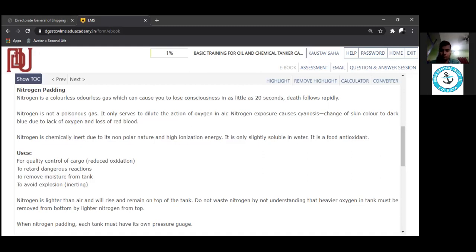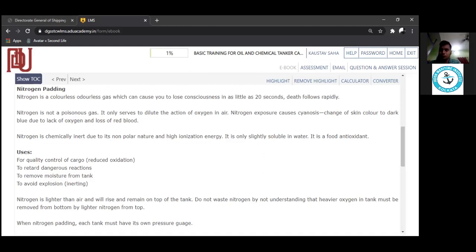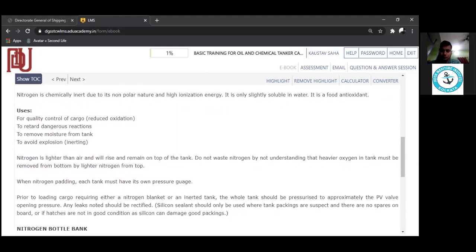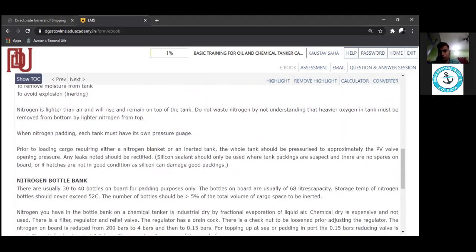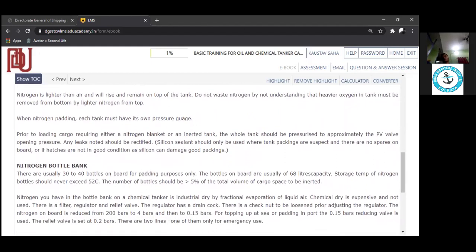When nitrogen padding, each tank must have its own pressure gauge. Of course, all ships nowadays have their own pressure gauge. And prior to loading cargo requiring either a nitrogen blanket or an inerted tank, the whole tank should be pressurized to approximately the PV valve opening pressure. Generally we have to maintain at least a minimum of 100 mm and up to the PV valve pressure, 1200 or like that, you can maintain the pressure. So even if the PV valve lifts up a little bit, it should not lift.